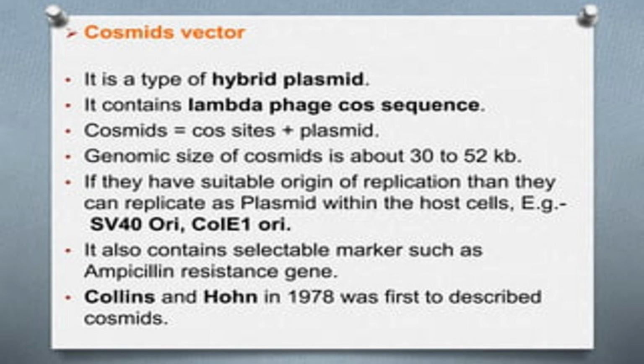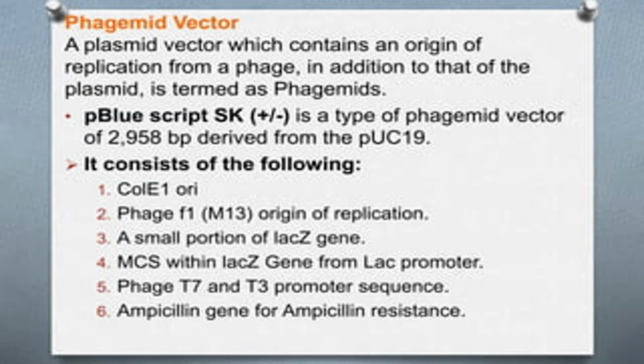Examples, as you can see, SV40 ORI. It also contains selectable markers such as the ampicillin resistance gene. That means it has resistance towards the antibiotic, that is ampicillin. Collins and Hohn in the year 1978 were the first to describe cosmids.